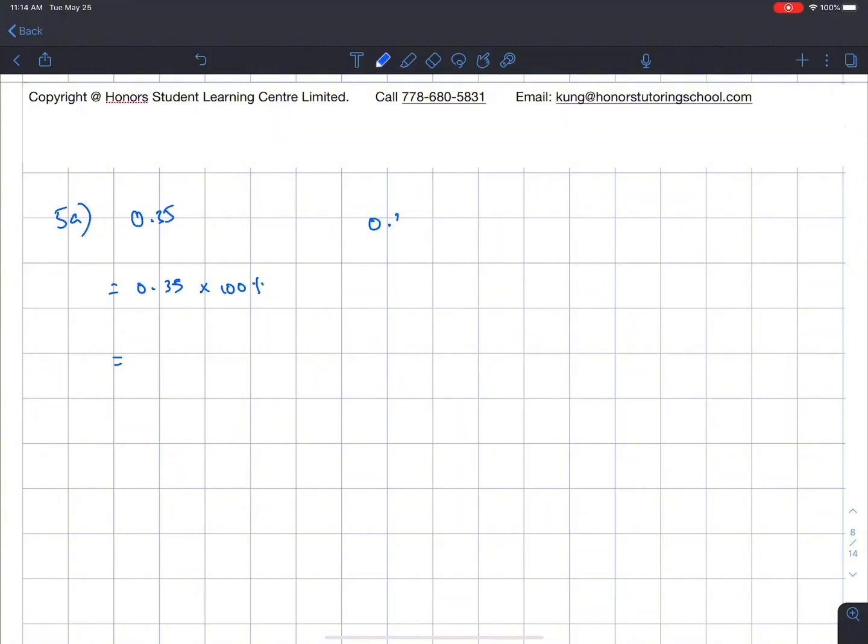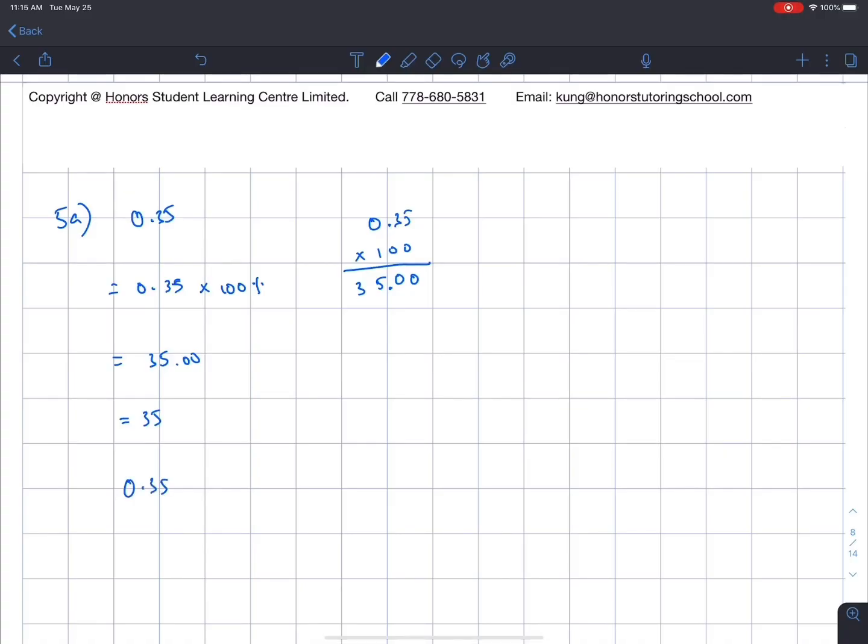So if we do a multiplication, you will see that first of all, we add a zero because we are going to multiply the hundreds place. And then 1 times 5 is 5, 1 times 3 is 3. And then we count the number of decimal points. There's 2 decimal points, so our answer will just also have 2 decimal points. And we can see that our answer is 35.00 or just 35. The shortcut is you just move the decimal point 2 to the right.